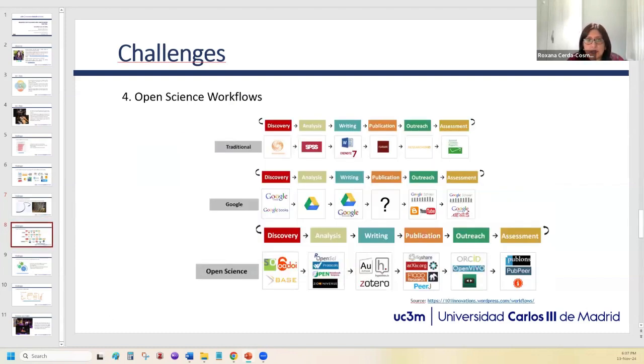Next challenge is that it's necessary to create a workflow on open science practices. Here are three pictures showing three different ways. The first way is a traditional way. Next way is a Google way. And the last one is the open science way.